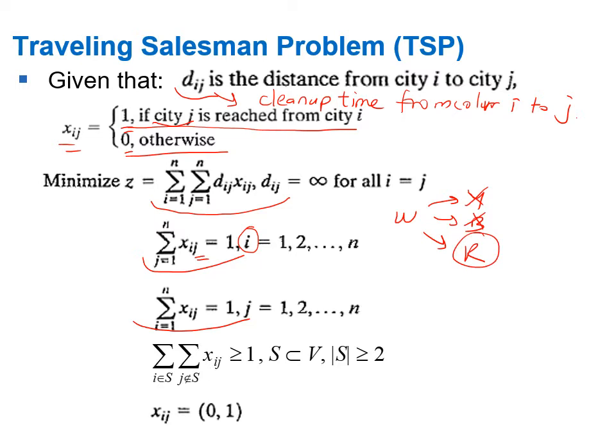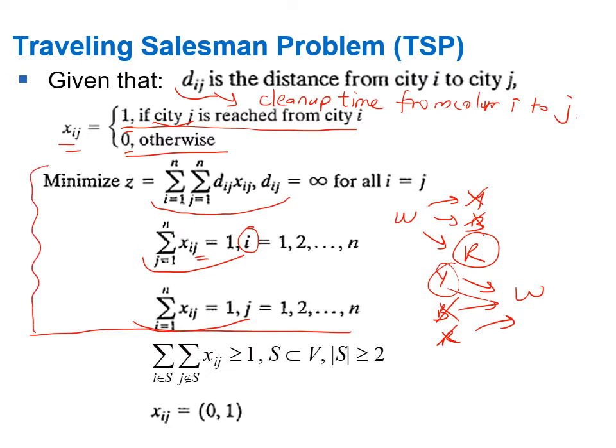The second one says that to each color, let's say white, you need to come from one of the colors, either from yellow or black or red. You cannot switch to white from two others. These two are the assignment constraints, and last time we said that this part of the problem is identical to the assignment problem.